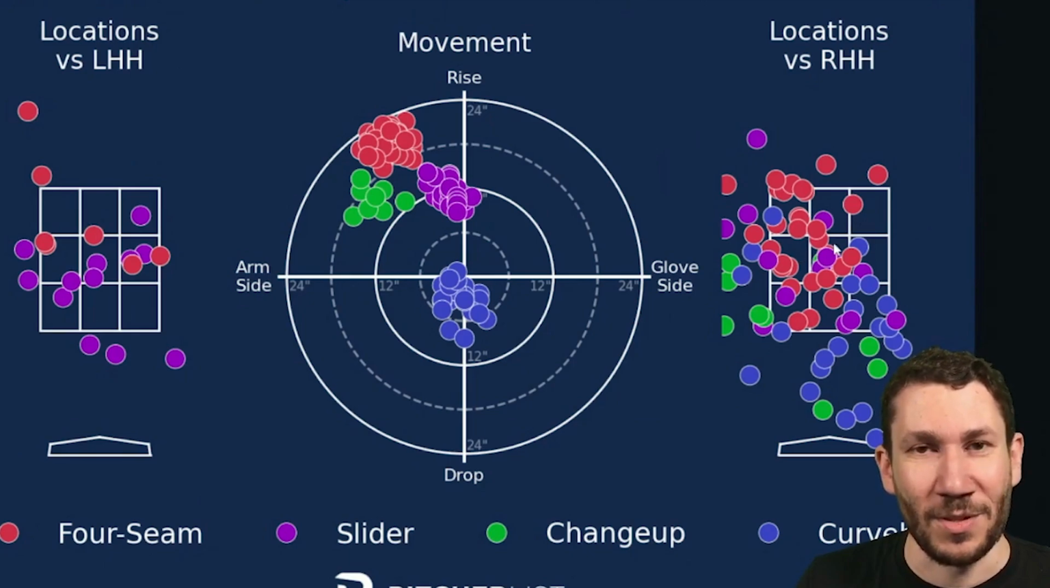So you just want to see him in the zone. That's great. You don't really want it down over here because this is kind of the danger zone. Same thing for opposite-handed batters, right? If this was a righty, over here. But this is really good.